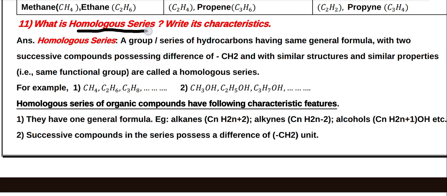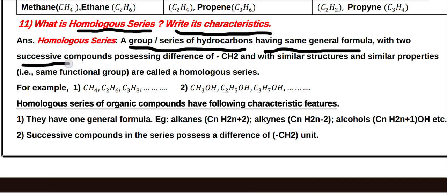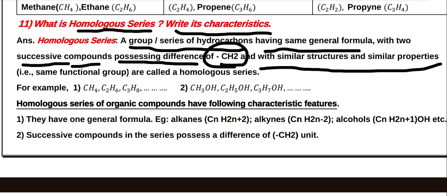What is a homologous series? Write its characteristics. A group or series of hydrocarbons having the same general formula, with two successive compounds differing by CH2, and with similar structures and similar properties, is called a homologous series. This is an example of a homologous series. This is also an example of a homologous series.